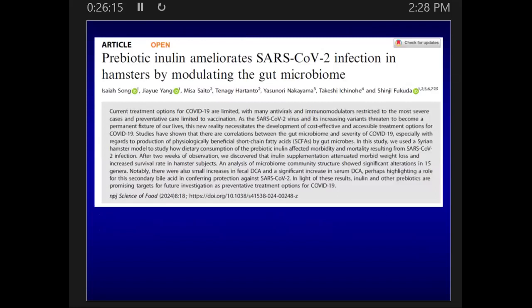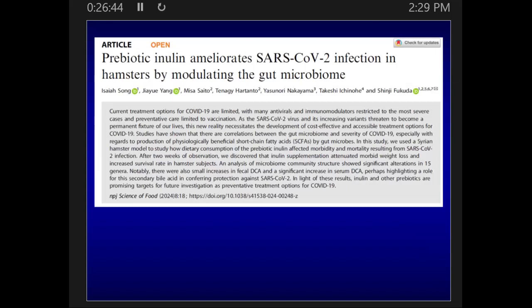And then I just saw this the other day, prebiotics, the inulin, that's a good one. I try to look for that in a lot of ingredients. Inulin ameliorates SARS-CoV-2 infection in hamsters by modulating the gut microbiome. So they are actually finally starting to look at this idea of, can the gut microbiome influence whether or not you get COVID, and how severe will that COVID be?